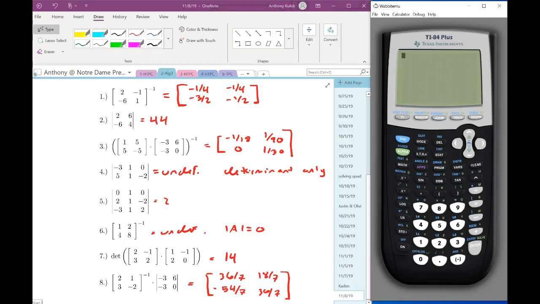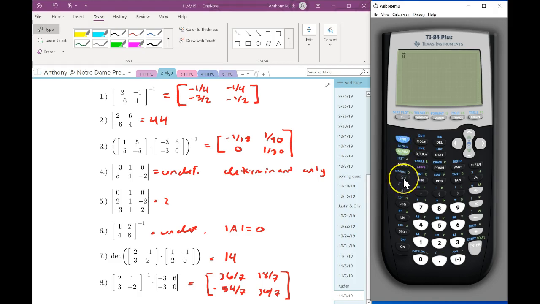Here we're going to show you guys how to do inverses and determinants on a matrix on our calculator. So let's do number 1 and 2 together. For number 1, I'm going to start by entering this matrix into my calculator.